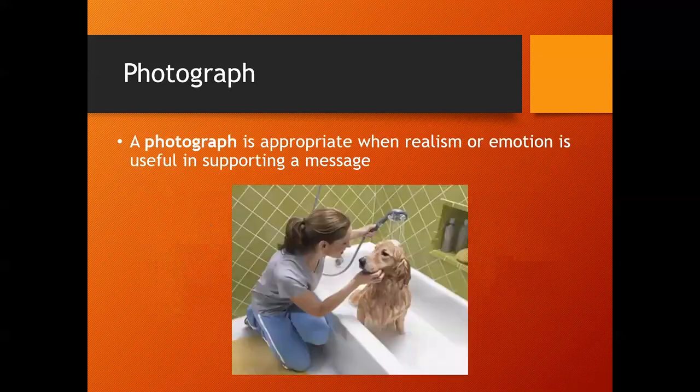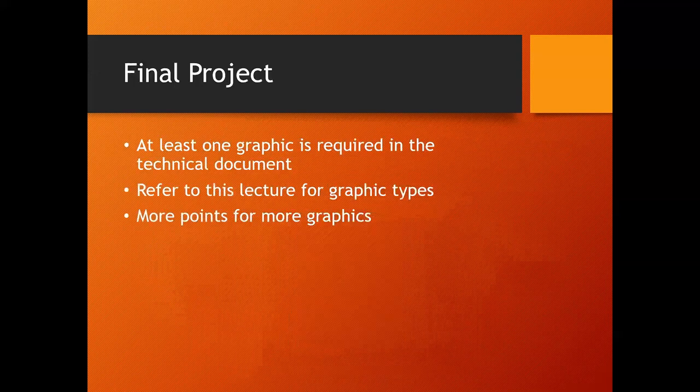Finally, a photograph. That is when realism is needed. It'll create emotion and support a message. A lot of times in technical documents, if it is about a product, you will see a diagram, possibly with a photograph next to it. So what you might see is the pencil drawing or the stick drawing with the callouts, and then what the final product does look like in the photograph at the end.